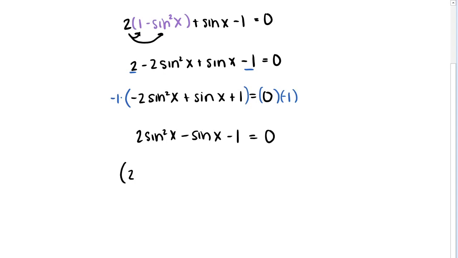And if this is going to factor, well, I know I'm going to have a 2 times sine of x times just the sine of x. And if I'm going to get this constant negative 1 term, well, I should have a plus 1 and a minus 1 that are multiplied together.